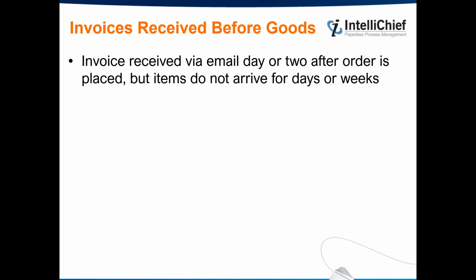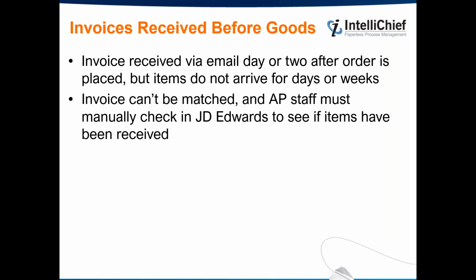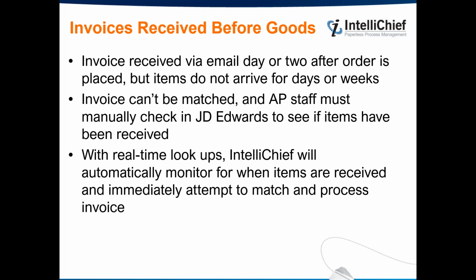First one, that invoice, a lot of times you get it via email, the day you place the order, day after, right? But those items don't arrive. They don't arrive for days or weeks or even longer. So that invoice can't be matched, and your team is often manually checking JD Edwards. Have goods been received? Can we process the invoice? And it presents a lot of challenges.